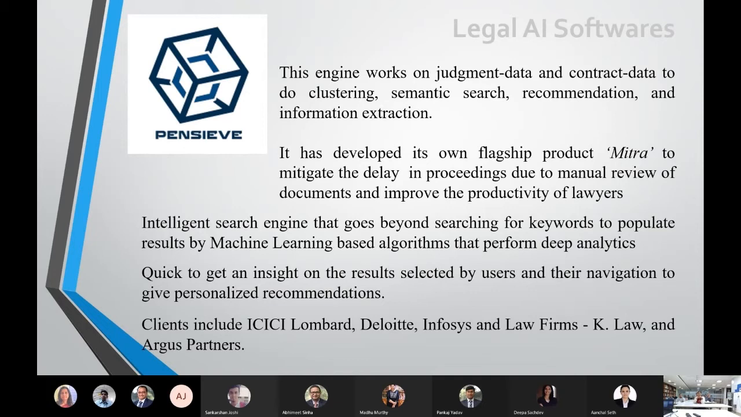This is being used by, again, a few firms which I found out, like law firms McKay Law, Argus Partners. They have been using these softwares, apart from corporate clients like Deloitte, Infosys and ICICI Lombard. They also have been using these search engines.